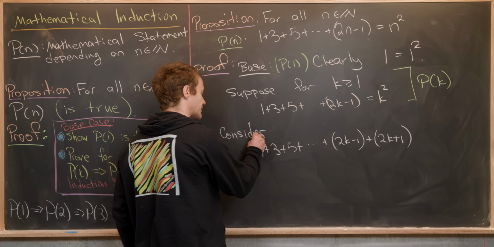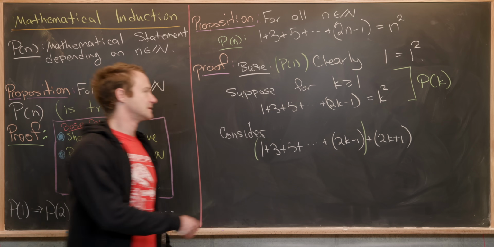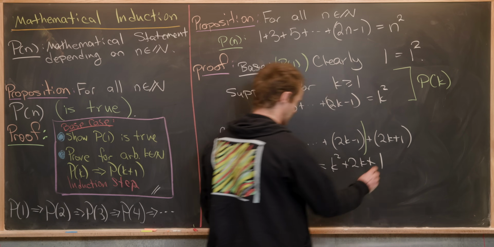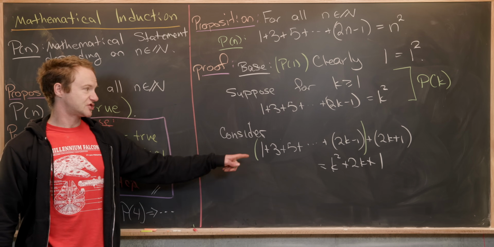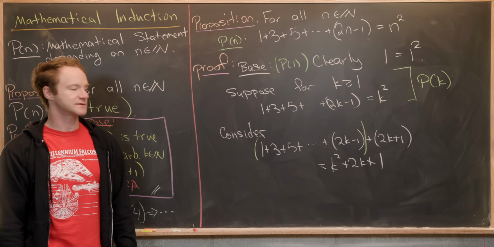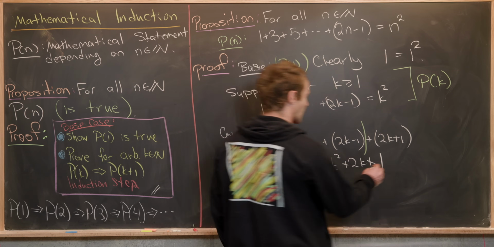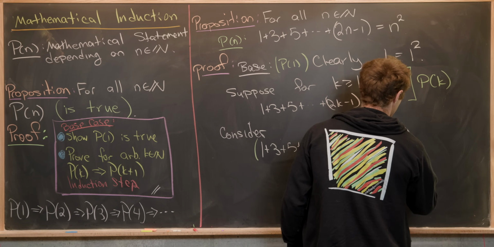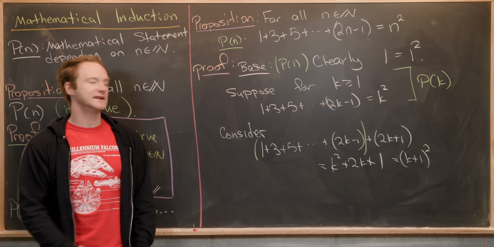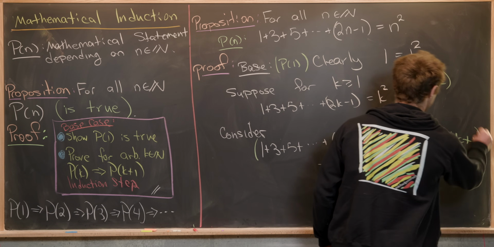So we can group these and apply the induction hypothesis, and that's going to give us k squared + 2k + 1. Again, that's just by applying the induction hypothesis to these first k terms. But that's clearly a binomial squared. We can write this as (k+1) squared. But this string of equalities is exactly the (k+1)st statement.